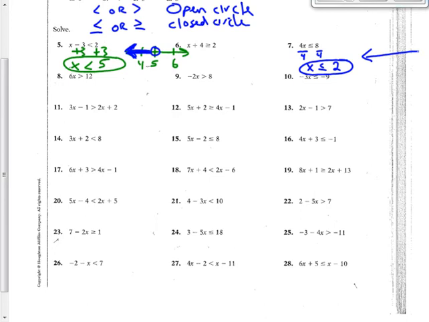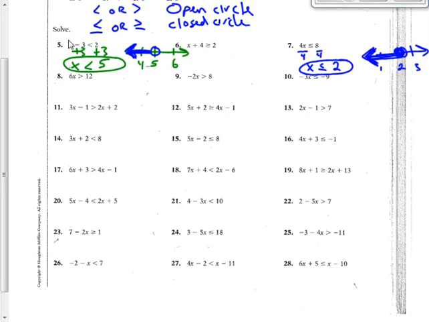I need a number line here. I've got 2. A number that's bigger than that is 3. A number that's smaller than that is 1. Less than or equal to. Equal to means I've got a closed circle, so I've got a closed circle here at 2. Numbers that are less than 2 are to the left.